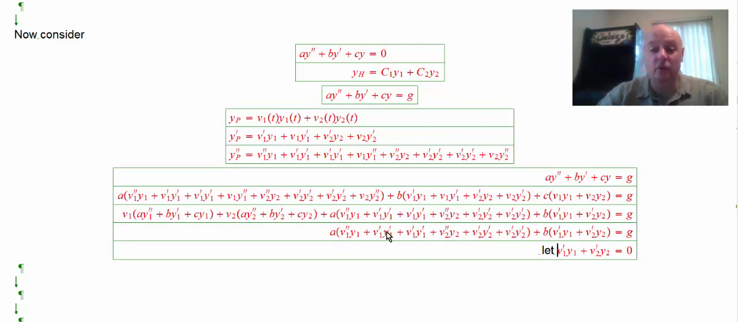That's going to mean that this whole thing times A is equal to G. So I'm reducing the amount of stuff I have to deal with. Now, one of the things that you're probably thinking about is, can he do that? Can you just say, let this be equal to 0? Well, if it works, yes, I can.